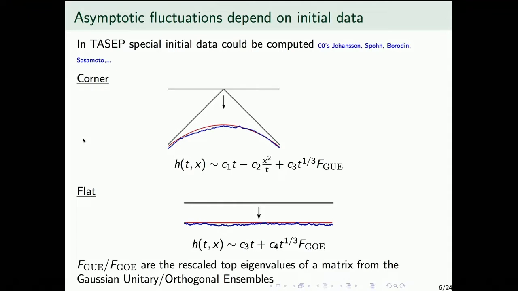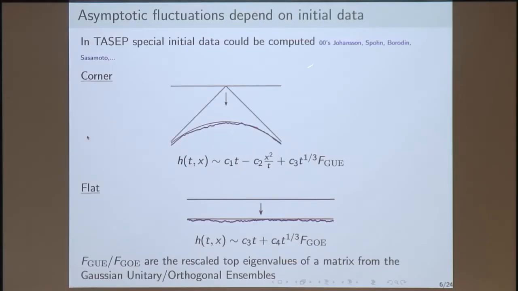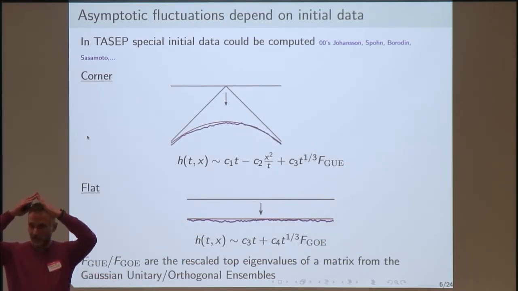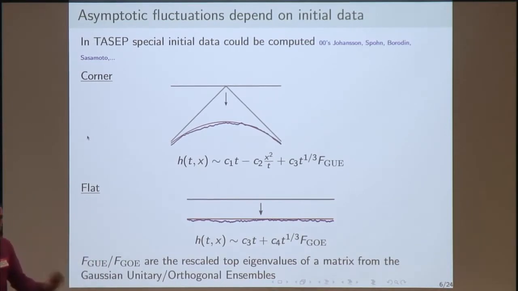Now with TASEP, one can do some calculations. I'll show you later how you do these calculations a little bit. All these results are from the early 2000s with people like Johansson, Spohn, Borodin, and Sasamoto. You take this initial condition, the corner, where it's all particles on one side and all holes on the other side. It depends like crazy on the initial condition. Then you run it, and after a while it's going to look like a parabola.